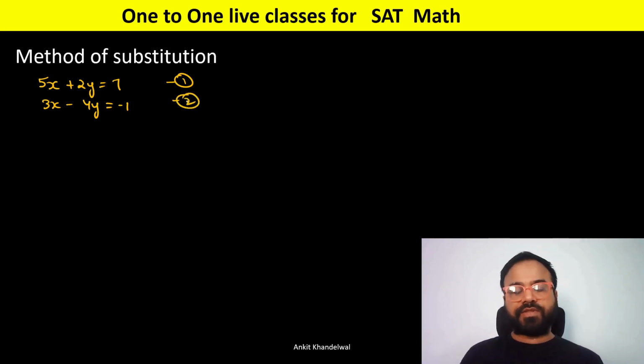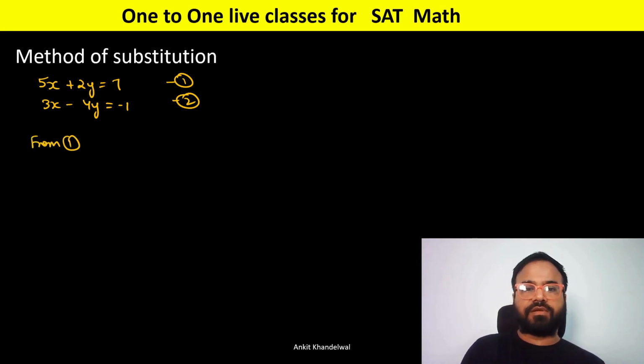just like in chapter number 1 we have done, solving for any one variable. So let's say from equation 1, I am finding the value of x. You can do it from equation 2 also, you can find the value of y also, or value of x also, doesn't matter. So from equation 1, I am finding the value of x. So 5x will be equal to 7 minus 2y. So x equals (7 minus 2y) upon 5. This is the value of x.